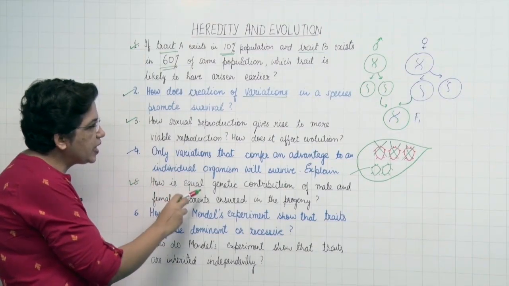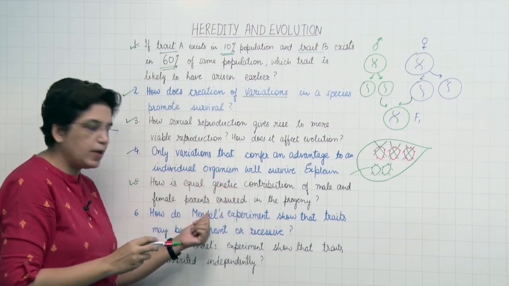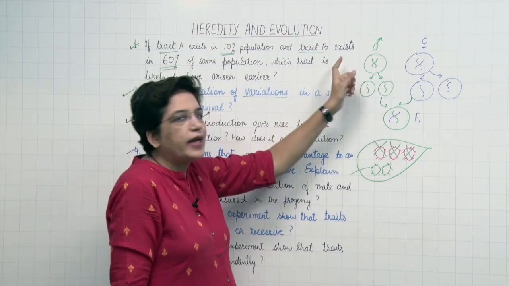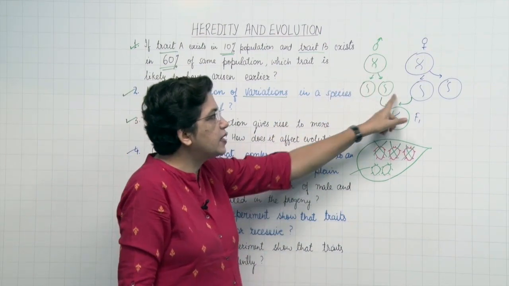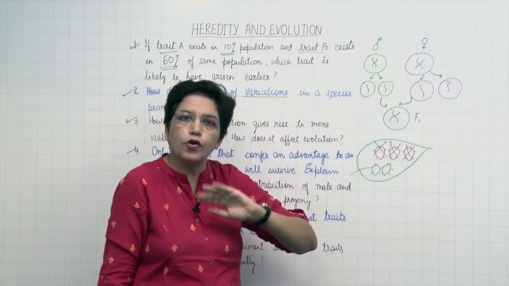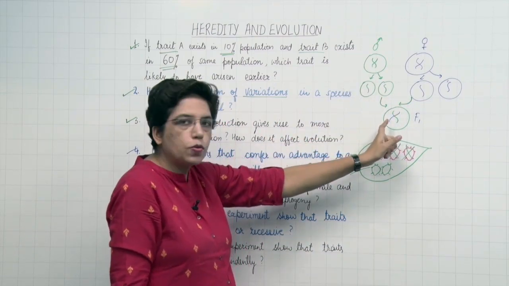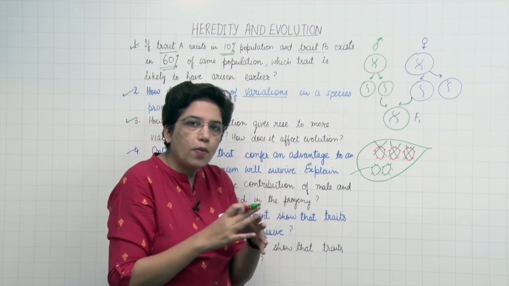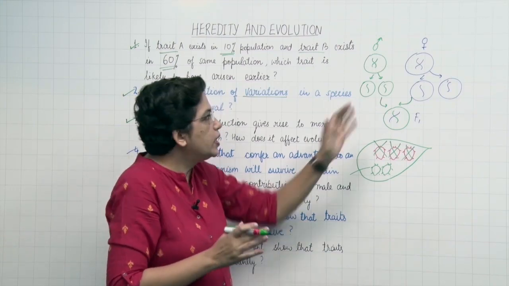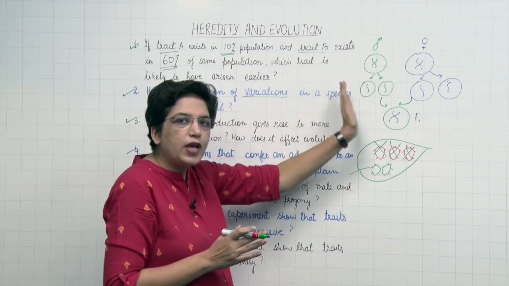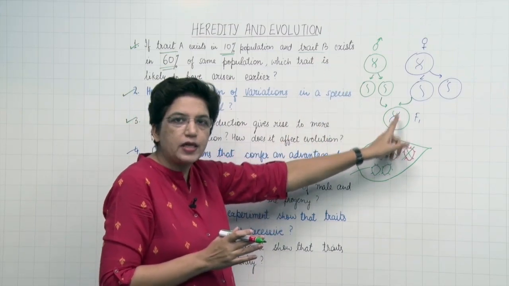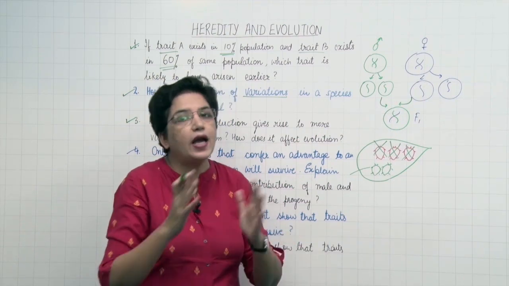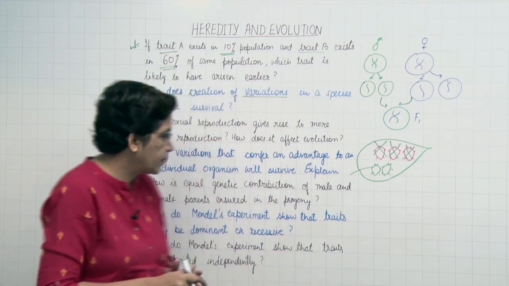Now, next question, how is equal genetic contribution of male and female parent ensured in the progeny? Okay, so in sexual reproduction, I told you that firstly gametes are formed. These are gametes which contain half the number of chromosomes. Then half chromosomes from male and half chromosomes from female fuse together and a recombination of genes occurs. So in sexual reproduction, you can see 50% of the chromosomes are from the male parent and the other 50% are from the female parent. So there is equal contribution of male and female in sexual reproduction.